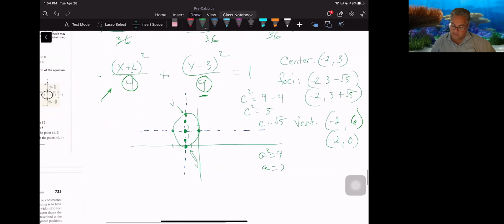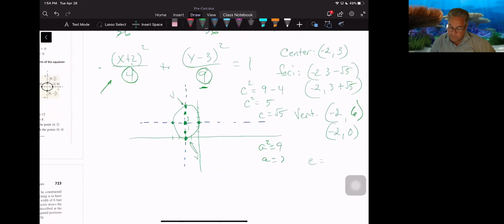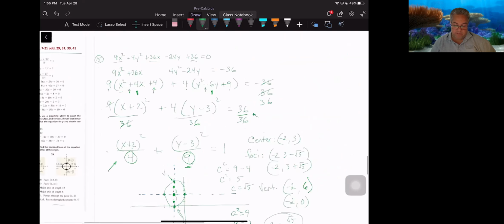And then the last thing is the eccentricity. That is C over A. Now we found C to be square root of 5, and then A is 3. And that's all you've got to do, guys, is just plug in C over A. And whatever that decimal is, it's less than 1. But the idea is that's how squishy that ellipse is. So there's number 15 out of the homework.